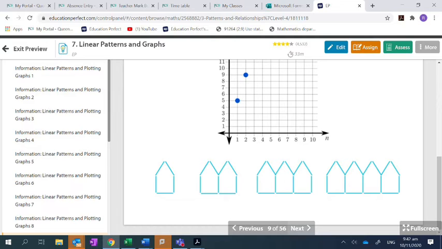Are we supposed to write any of this down? No, this is pretty much a review from last time.